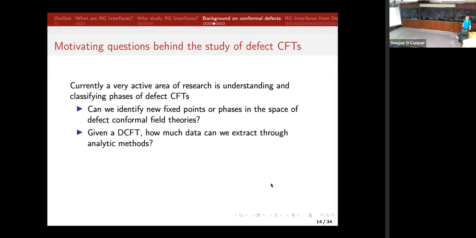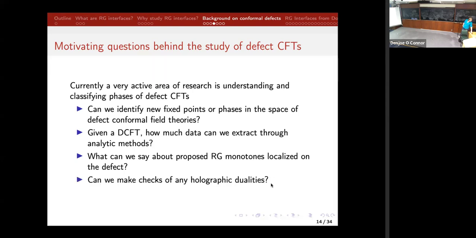And you can also ask, given a defect CFT, how much data can you extract through analytic methods? So one thing that I'll talk about a little bit is conformal bootstrap, analytic bootstrap applied to defects. But I'll go more into that in a second. And also, what can we say about proposed RG monotones localized on the defect? And can we make any checks of holographic dualities?